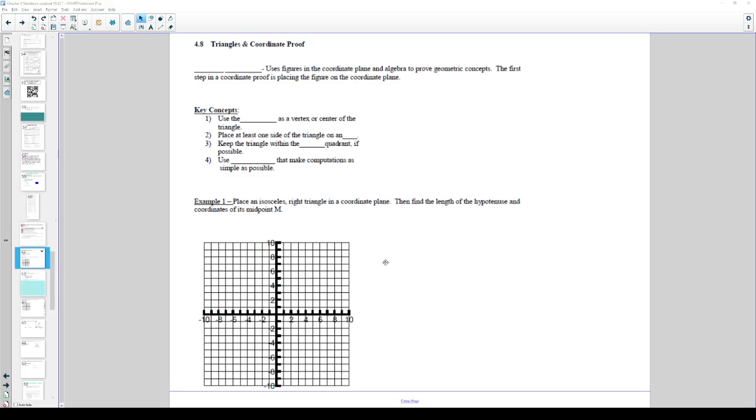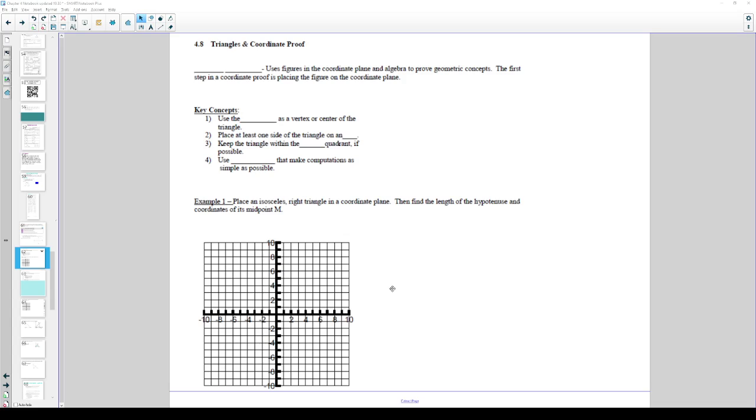All right, the last thing we're going to look at for triangle proofs right now is coordinate proofs. So this is not a major topic. It is in the workbook, so I thought I'd make a video to go over it. But basically what we're doing in coordinate proofs is taking triangles, putting them on a coordinate plane, and then using things that we know about distance, midpoint, and things like that in order to write proofs.